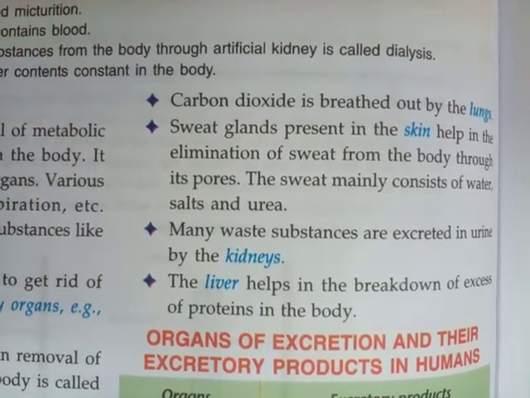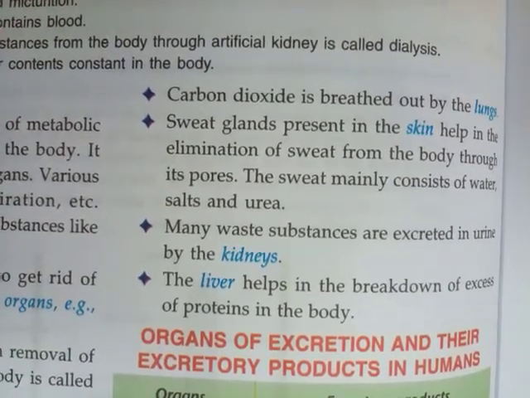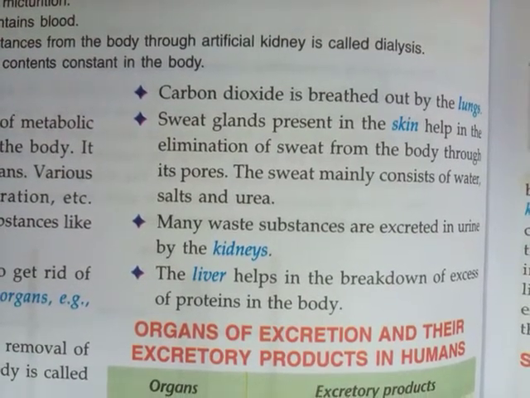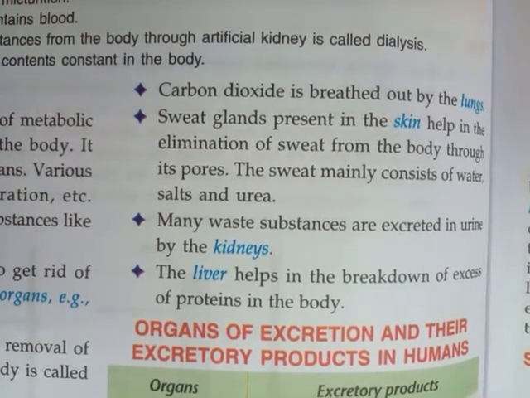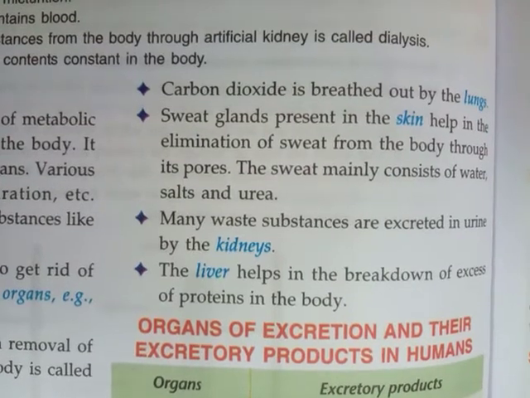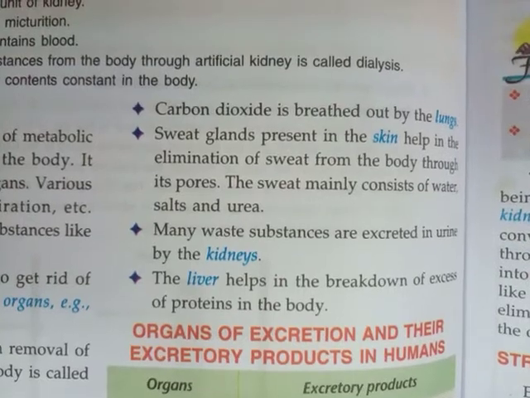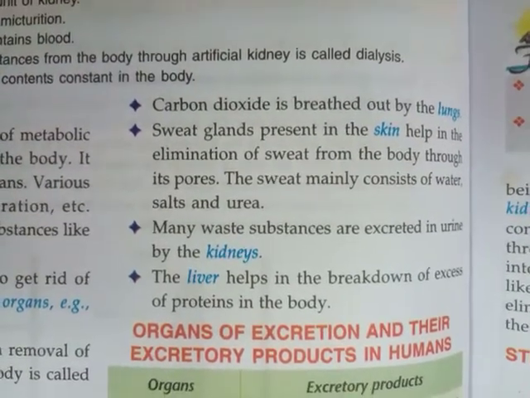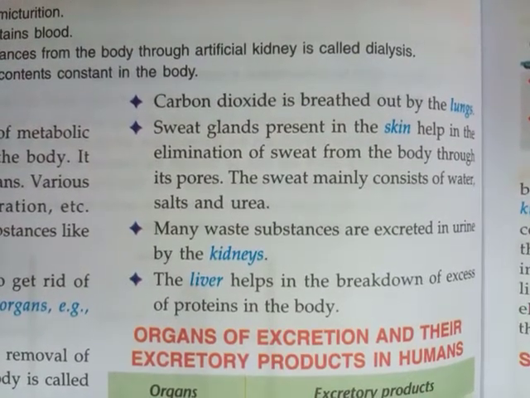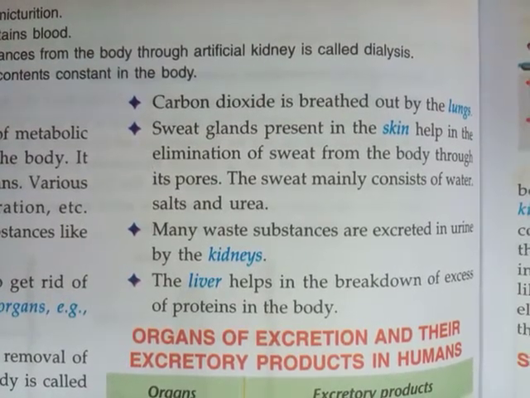Sweat glands present in the skin help in the elimination of sweat from the body through its pores. Many pores are present in our skin, and the sweat mainly consists of water, salts and urea. Very little urea is present in our sweat. Mainly urea is eliminated from our body by our kidneys. Many waste substances are excreted in urine by the kidneys. So kidneys are the main vital organ of excretion. The liver helps in the breakdown of excess proteins in the body.